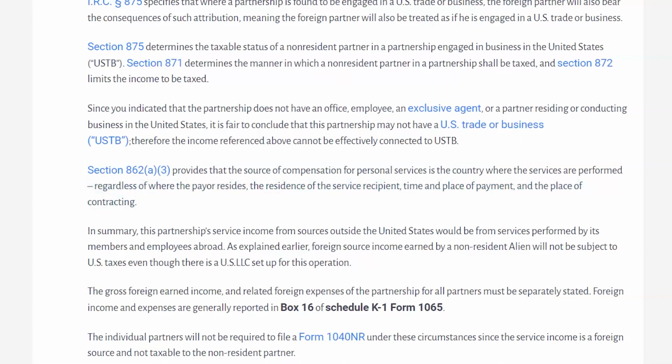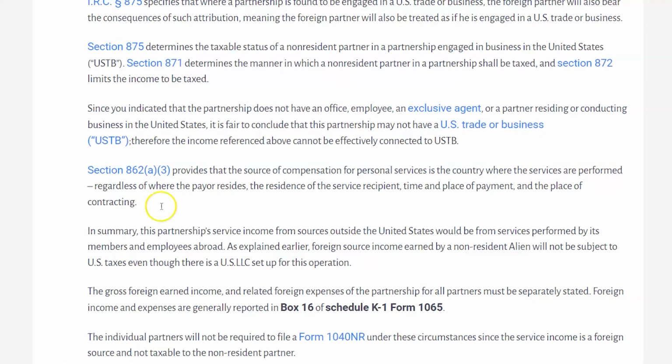So it really doesn't matter whether it's a US person that is paying you, whether it's Microsoft that's paying you, whether it's Amazon that's paying you, whether it's Dell that's paying you, whether it's a school that's paying you. As long as the services were not performed in the US, it is not US source income. And as long as you do not have any physical connection here in the US, the income that this partnership is receiving is not effectively connected to a US trade or business.